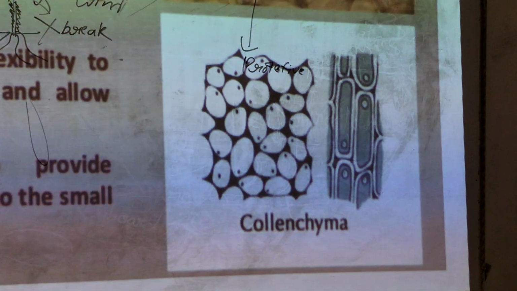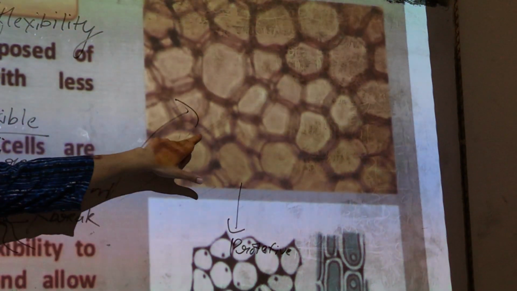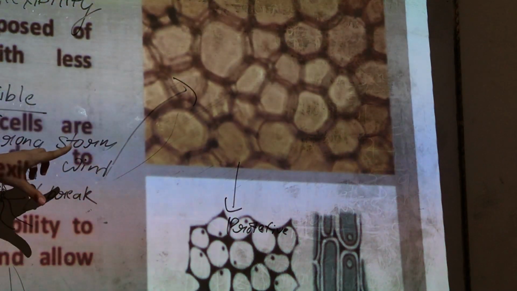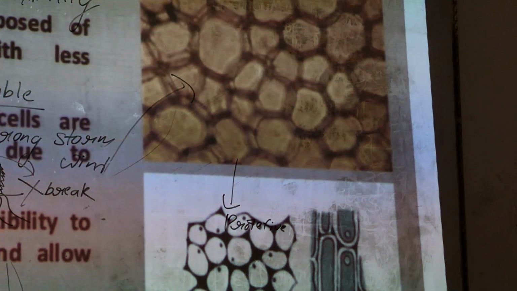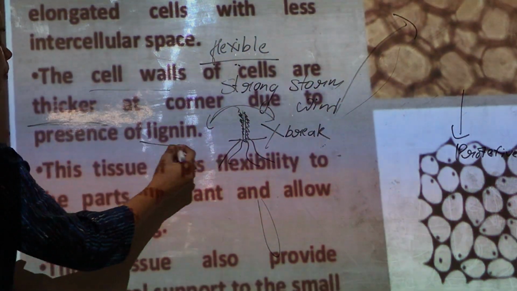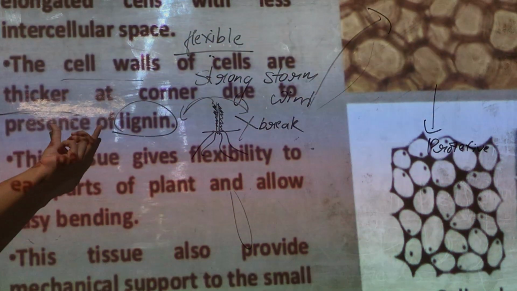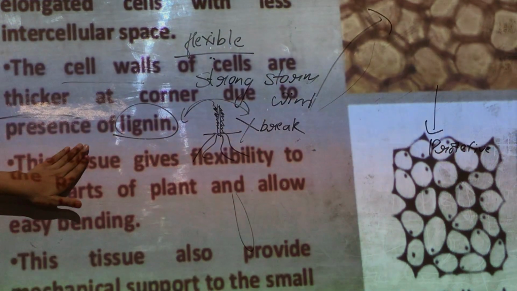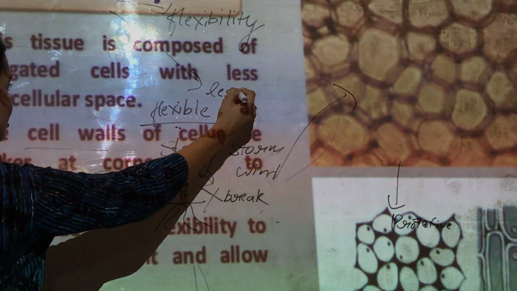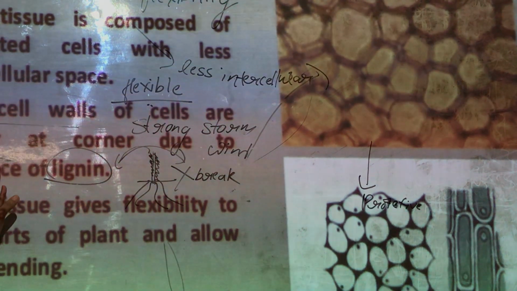And the cell walls of these cells are thicker. You can see the cell wall. If you remember, in the fundamental units of cell chapter, we studied what a cell wall is. The cell wall is the outer covering of cells, and it is only present in plants. In collenchyma, the cell wall is thicker because of the presence of lignin. Lignin is a material present in the walls of plant tissue, which provides them flexibility. Now they have less intercellular space in between them.